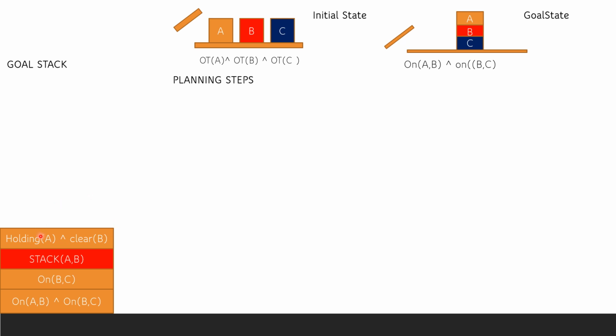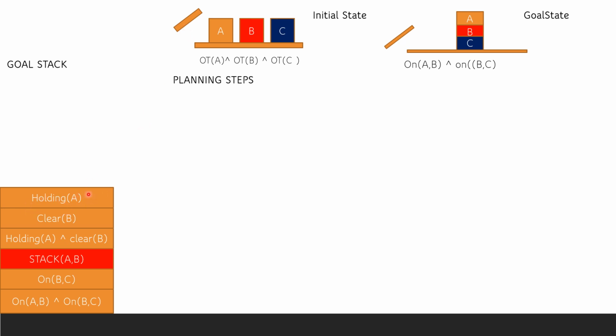We'll push those conditions onto the stack: holding A and B should be clear. And we'll push each of them separately one by one, clear B and holding A. And we'll try to match whether these conditions are satisfied or not. As we can see, holding A is not satisfied.